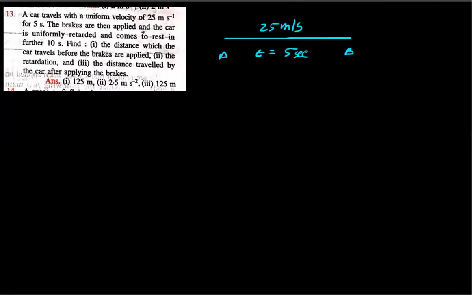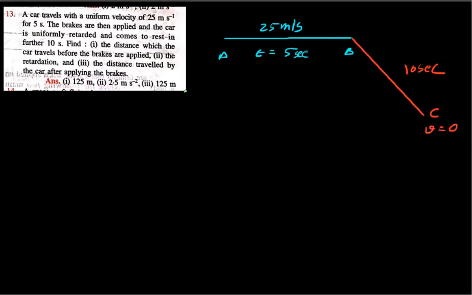The brakes are then applied and the car is uniformly retarded and comes to rest in a further 10 seconds. So from point B, we are applying brakes and the car comes to rest at point C. So we can say at point C, final velocity equals 0 and the time taken from B to C to come to rest after applying the brakes is 10 seconds. This is all the information given to us. Now let's see what we have to find.